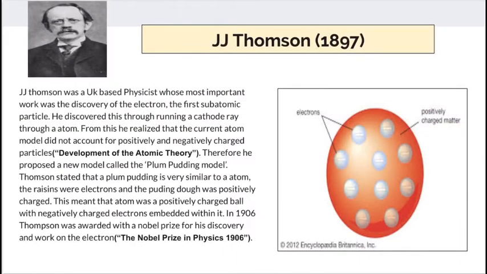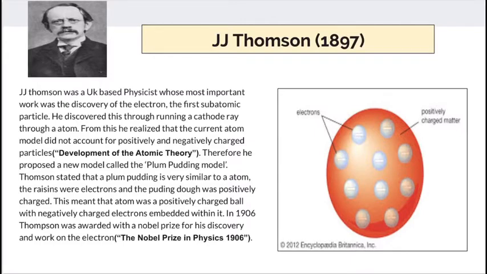J.J. Thomson, 1897. J.J. Thomson was a UK based physicist whose most important work was the discovery of the electron, the first subatomic particle. He discovered this through running a cathode ray through an atom. From this, he realized that the current atom model did not account for positively and negatively charged particles. Therefore, he proposed a new model called the plum pudding model, which is shown to the right.